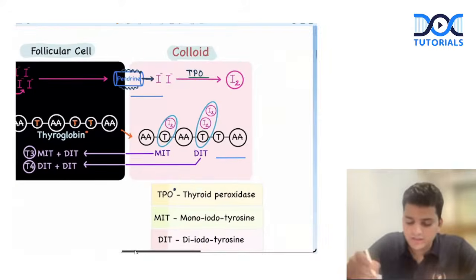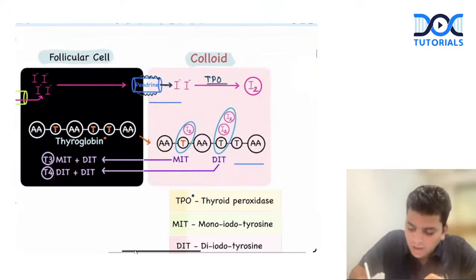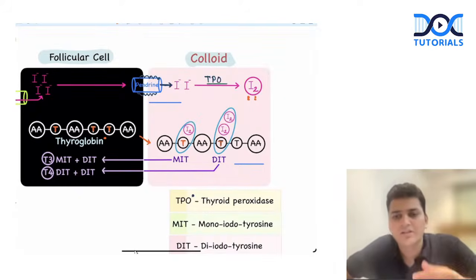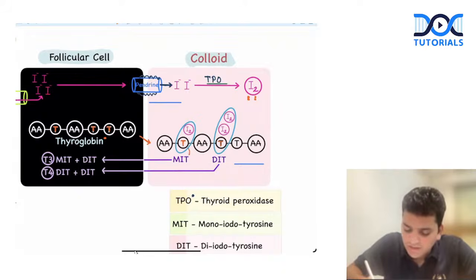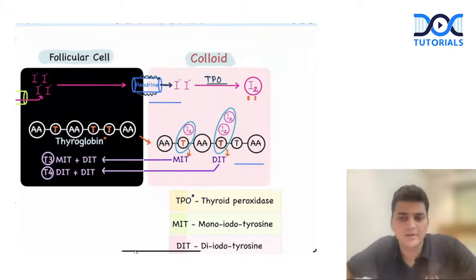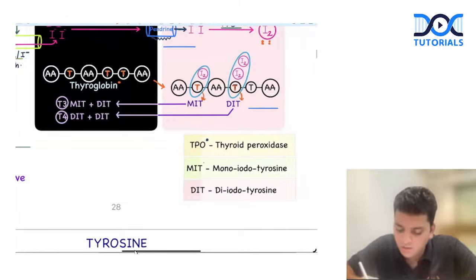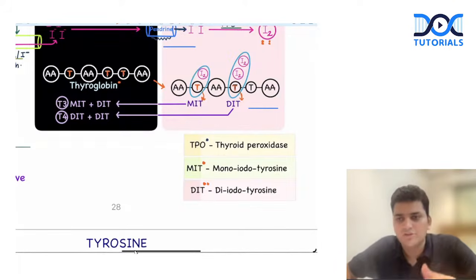And because it contains a lot of tyrosine, the iodides which you have made, the couples of the iodine, these iodide molecules will start attaching on tyrosine amino acid. On some tyrosine, one iodide will attach, and on some, two iodides will attach. If one will attach, it's called monoiodotyrosine. If two will attach, it's called diiodotyrosine, MIT and DIT, monoiodotyrosine and diiodotyrosine.